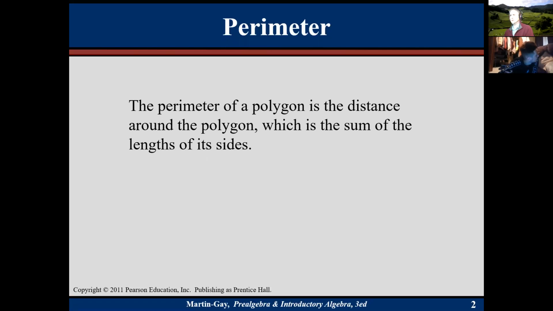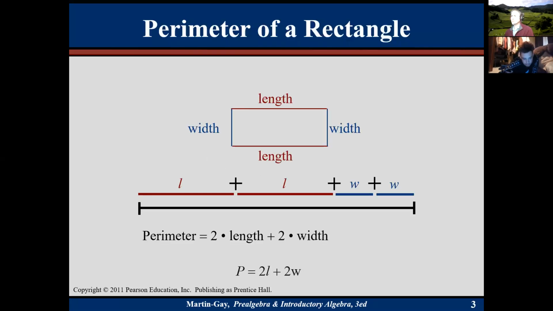The perimeter of a polygon is the distance around the polygon, which is the sum of the length of its sides. So the perimeter of a rectangle is the length plus the width plus the length plus the width. So the perimeter is 2 times the length plus 2 times the width. I think we've gone through this: 2 length plus 2 width, and that's the perimeter, right?